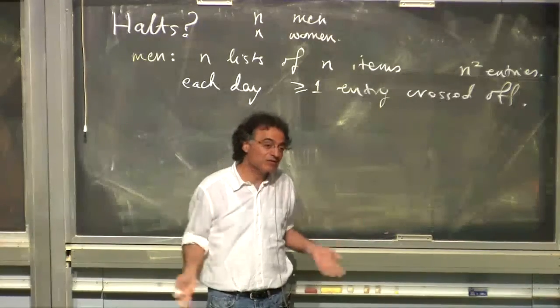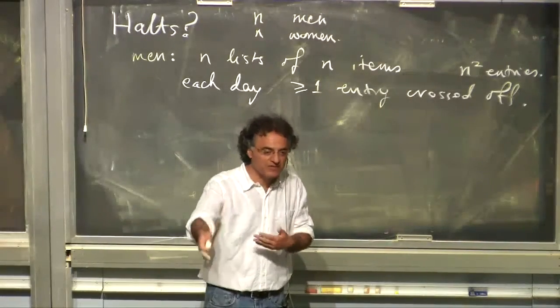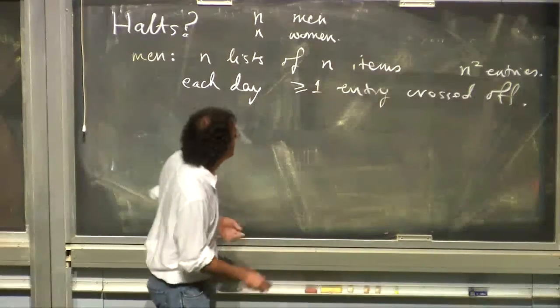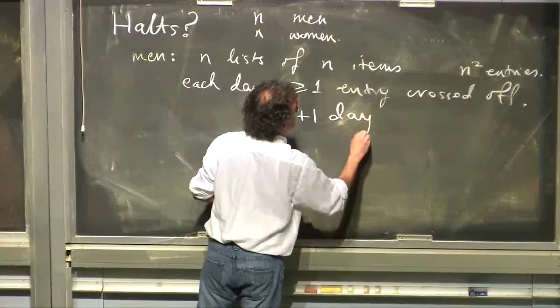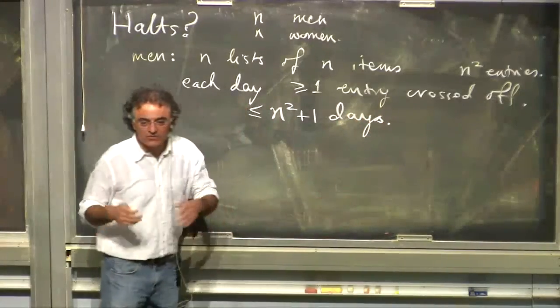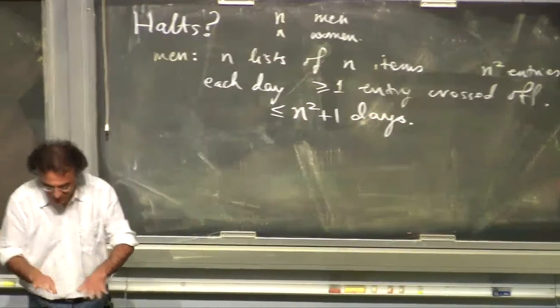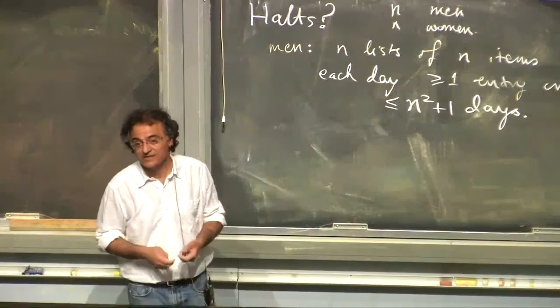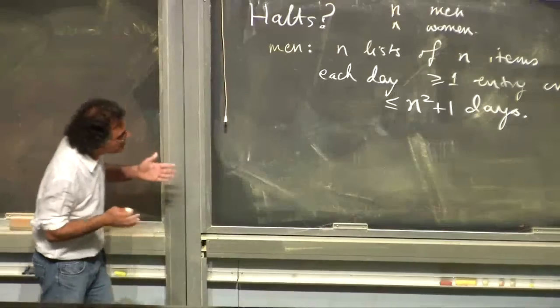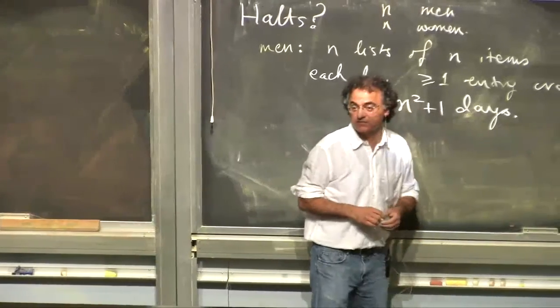Do you have one extra day for the marriage? Well, let's say there is. So you have at most n squared plus 1 days. One day to notice that everybody's paired up. Okay, so that's n squared plus 1. But whatever, it's a finite number. It halts.